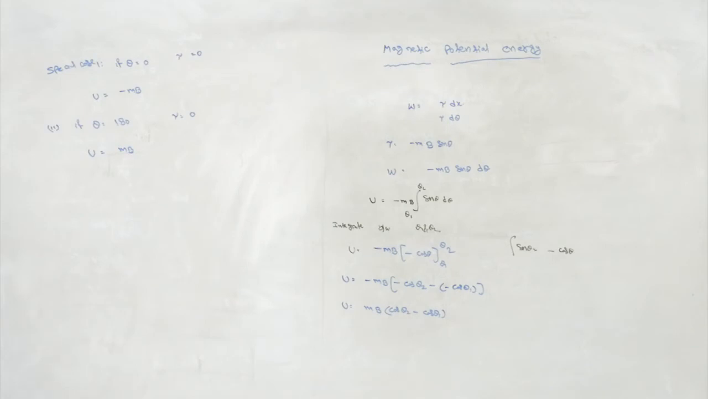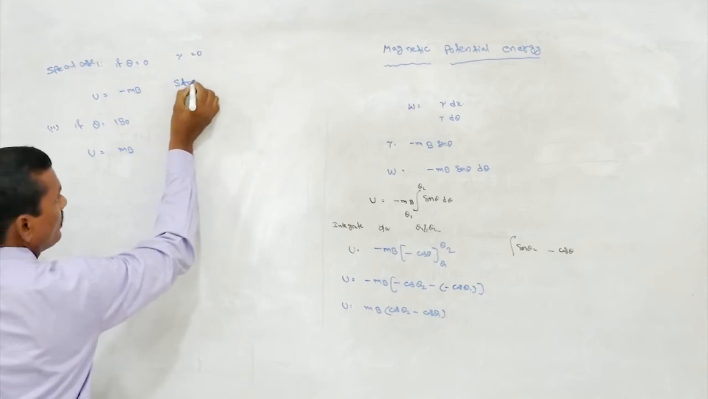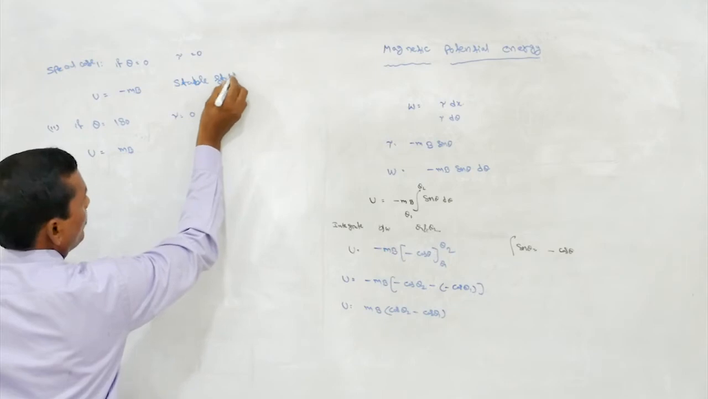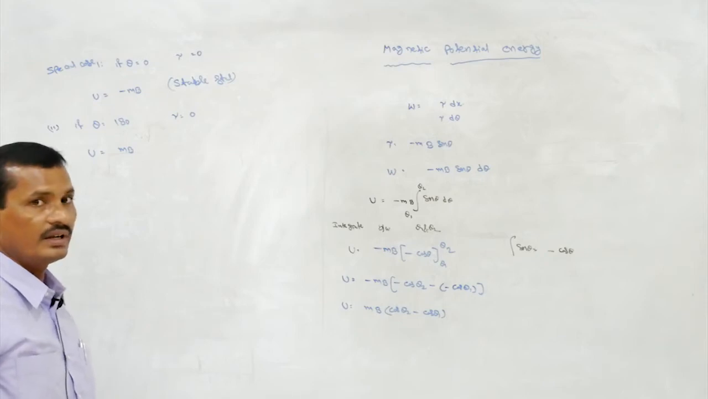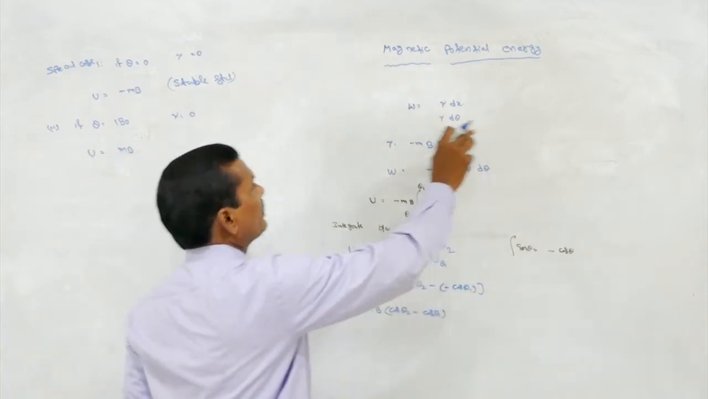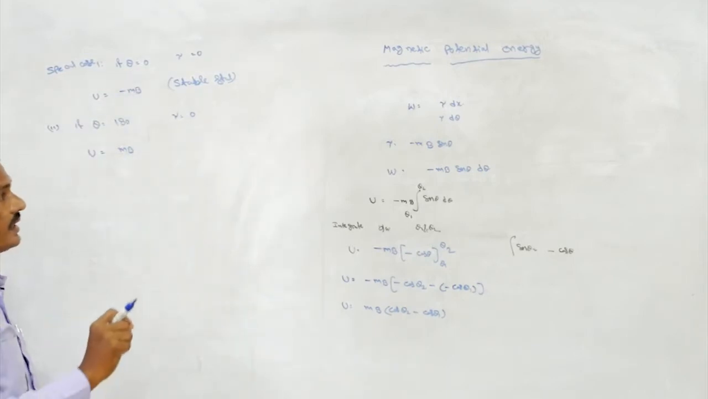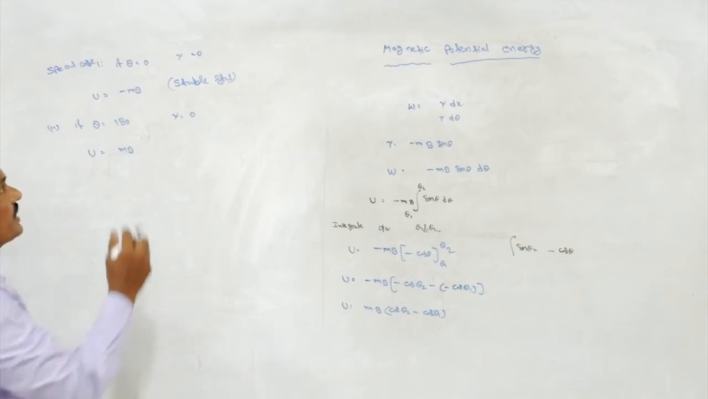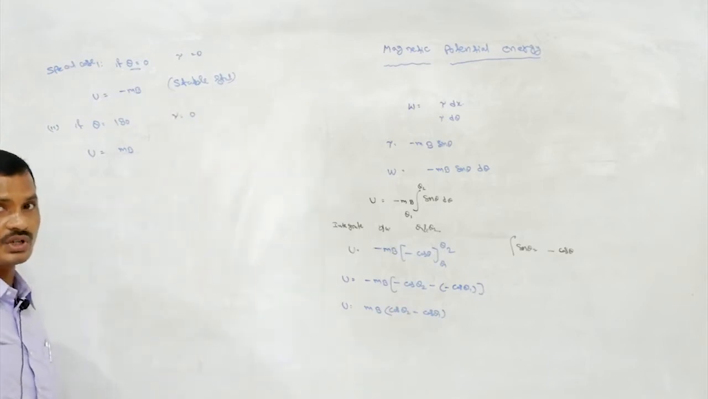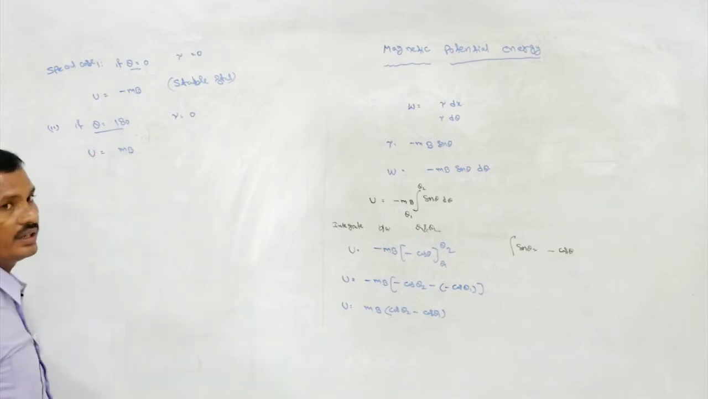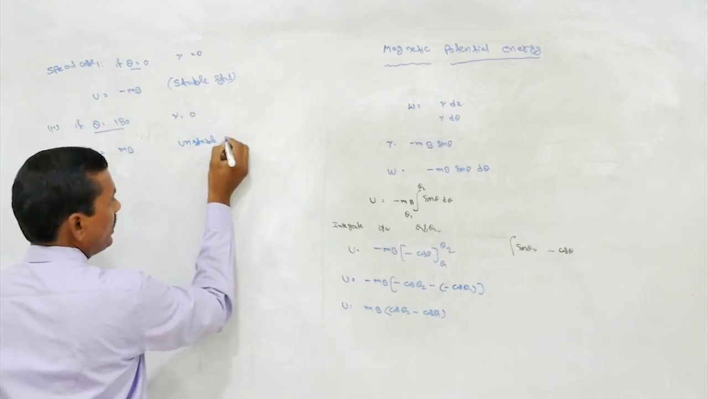We have to note one thing, this is the stable state. That means when we place a magnetic compass in a magnetic field, if theta equal to 0, the angle between the direction of the magnetic field and the compass is the same, then it is a stable state, or most stable state. If theta equal to 180, it is the most unstable state.